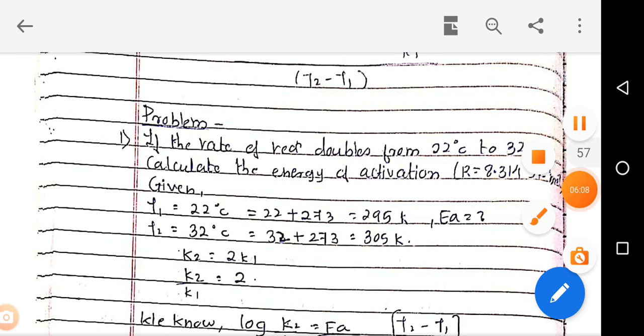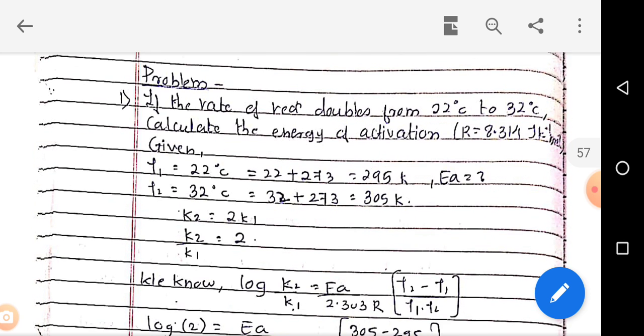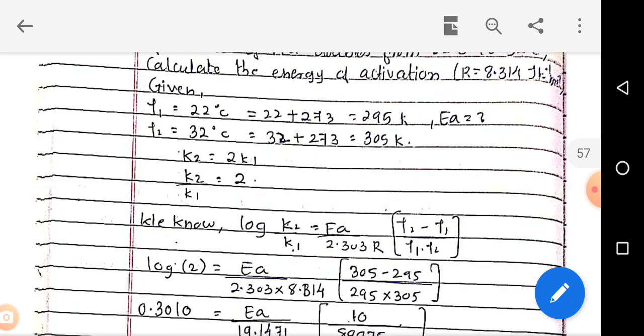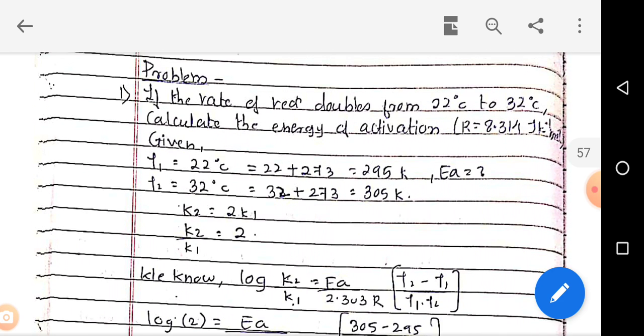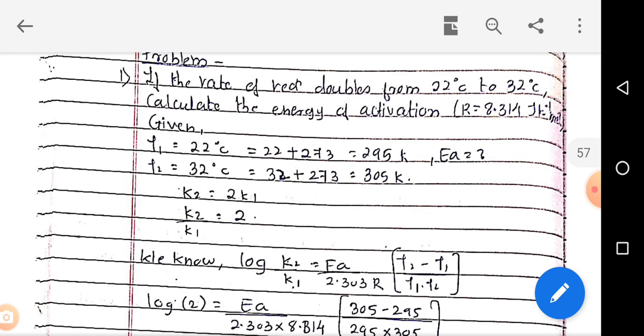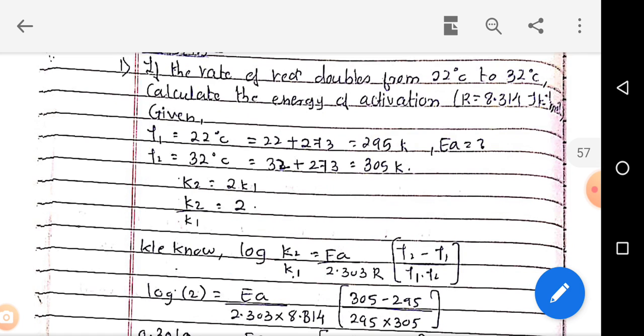The next part is the problem part. There are very simple numerical problems on this part. They give the two different temperatures T1 and T2, and by using these temperatures you have to find out the rate of the reactions. For example, if the rate of the reaction doubles from 22 degrees centigrade to 32 degrees centigrade, calculate the energy of activation. In this problem we have to find out the value of Ea.